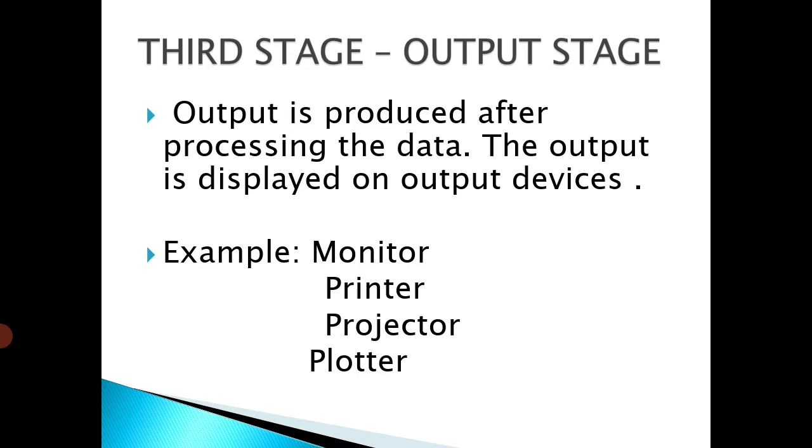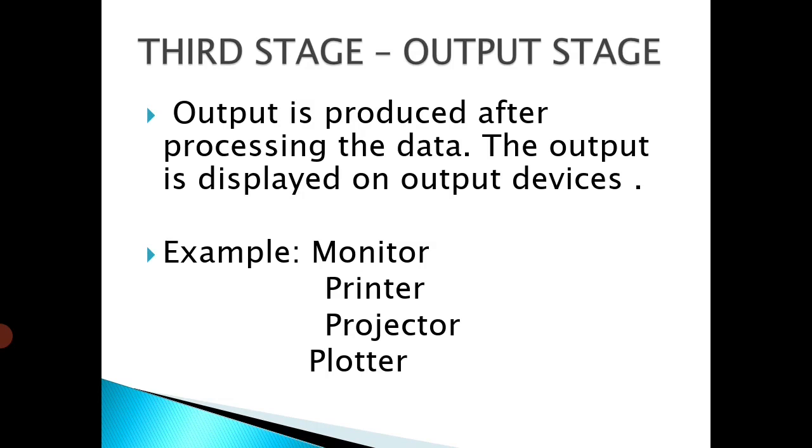Examples: monitor, printer, projector and plotter. Before, when we add 2 plus 3, I give 2 plus 3 as the input. It goes to the process stage. The process does the addition of those two numbers and gives the result to the output device. So 2 plus 3 is 5. The input is 2 plus 3, the process is doing 2 plus 3, and the answer is shown on the output device.